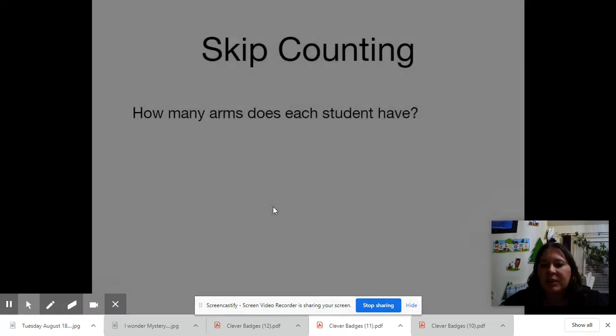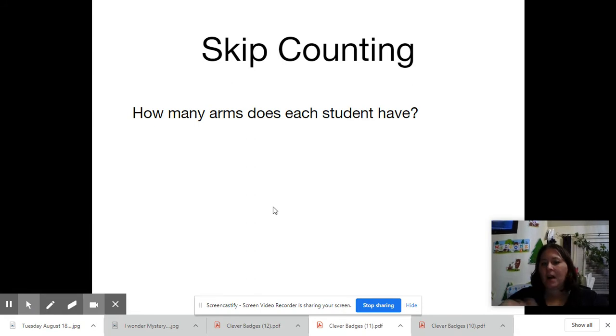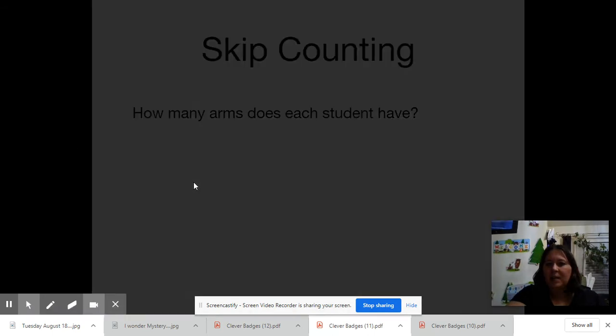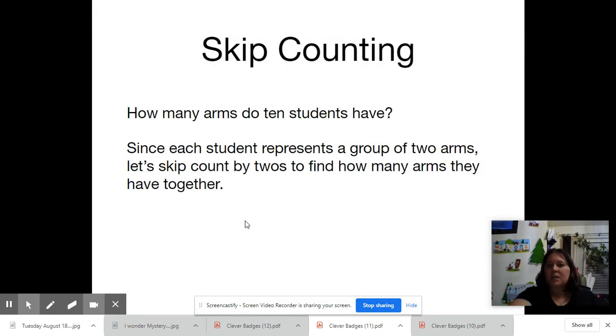There were a lot of kids in third grade. So I want you to think, how many arms does one student or one person have? How many do you have? I just have two. Do you have more? We're going to think that every single student has two arms, okay? So we're going to start by thinking about two. So if one student has two, how many arms do 10 students have?